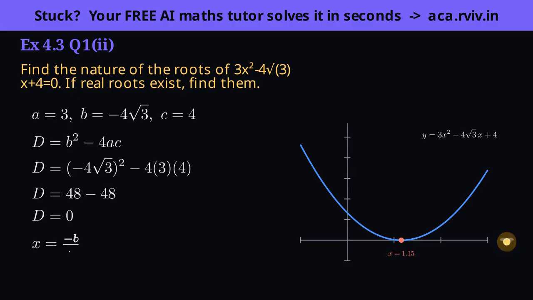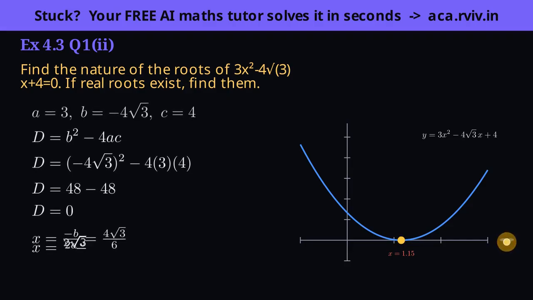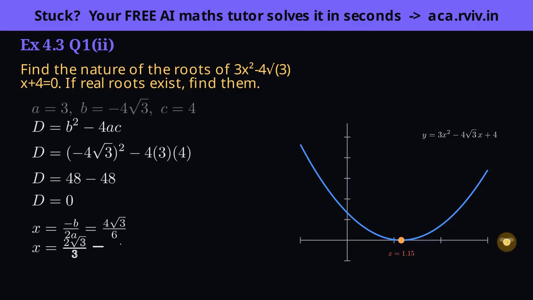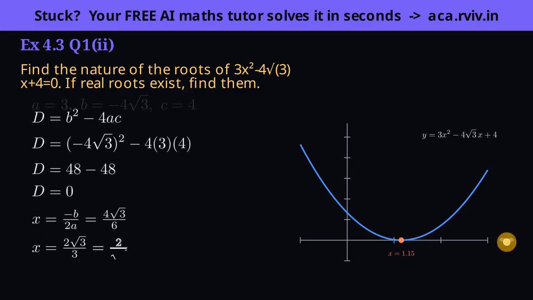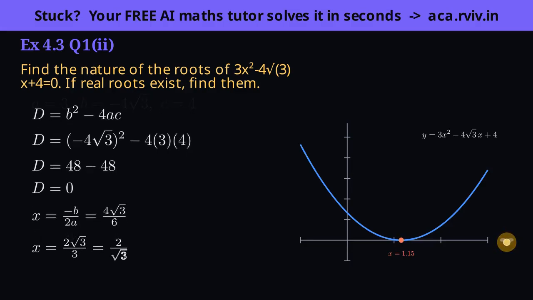The plus or minus in the formula adds nothing since the root of 0 is 0. So the single root is just minus b over 2a, which is 4 root 3 over 6. Simplify. 4 over 6 is 2/3, so it's 2 root 3 over 3, which rationalizes to 2 over root 3. Both roots equal this value.